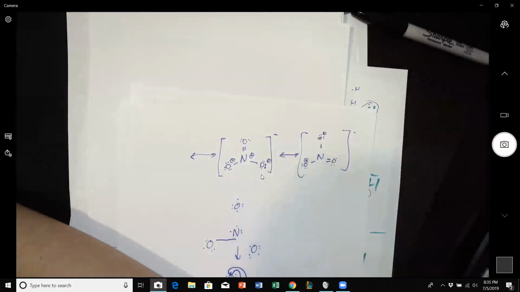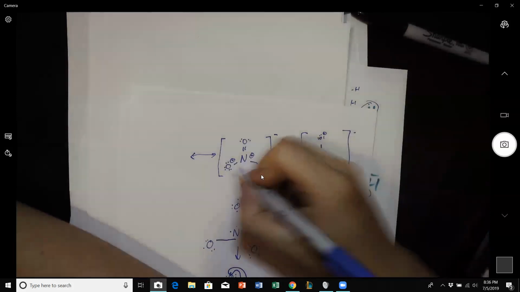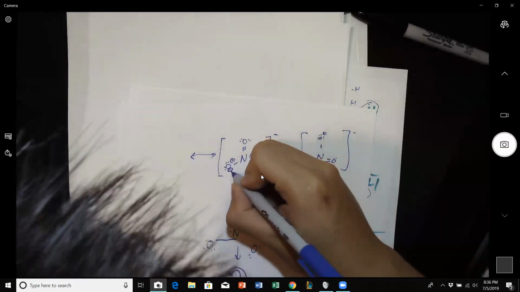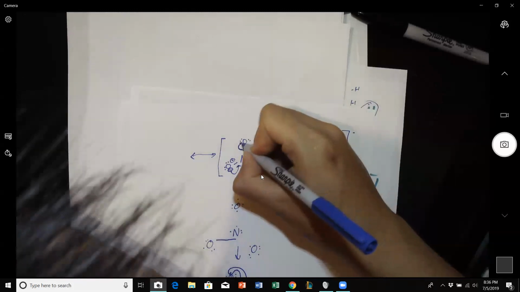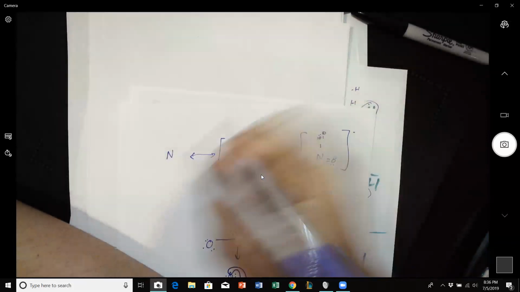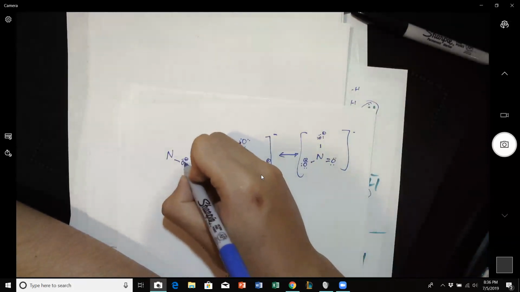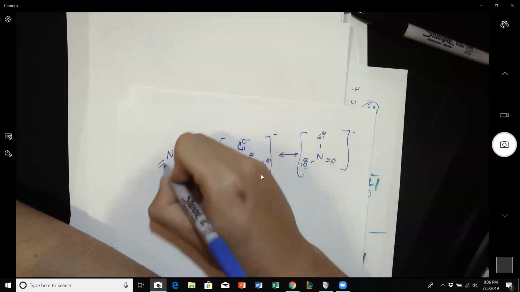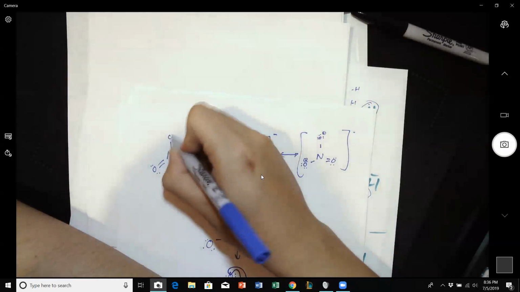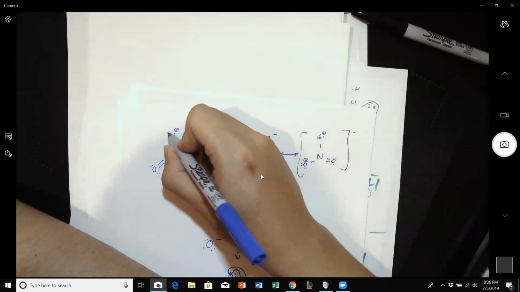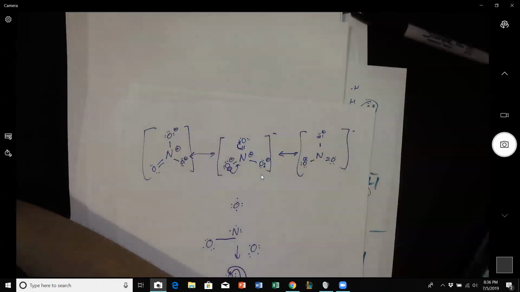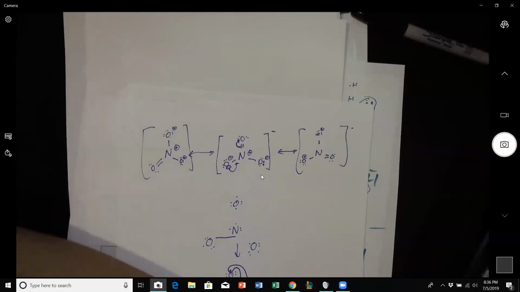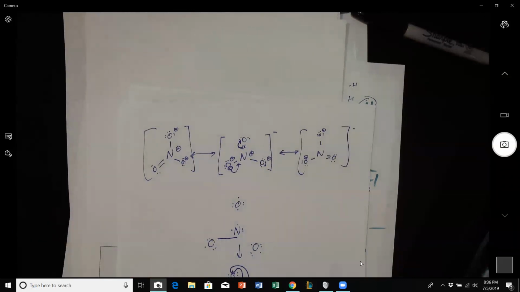Or we can draw it like this, and I'll draw the movement of electrons. So this lone pair moves to form a double bond, and then this bonding pair moves onto the oxygen atom. So now we have this. So then all of these are equally valid resonance structures, right? Because they all have the same formal charges, they all follow the octet rule, so they're all fine.